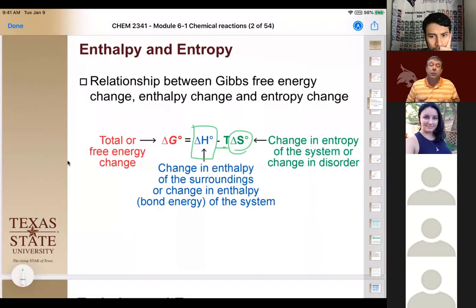Okay, so let's imagine you have two reactants going to two products. There's no real change in entropy in that system because you're going from two molecules to two molecules. But what if you had a molecule that you were breaking apart? You started with one molecule and you end up with 10 molecules. You've increased the disorder in the system. Therefore, the change in entropy becomes significant.